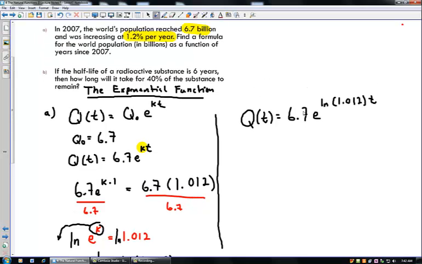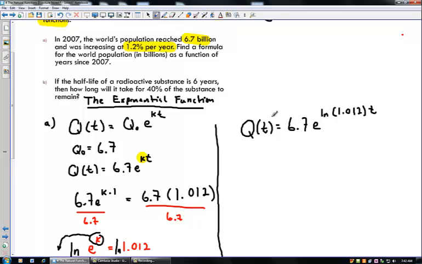So now, a couple questions. What does it mean if you plug in 2 for t? What if you want to find q of 2? Well, 2 is the number of years after 2007. So this says basically in 2009, how many people would there be? 6.7 e to the ln of 1.012. And then you multiply the exponent by 2. And you could use your calculator to figure that out.